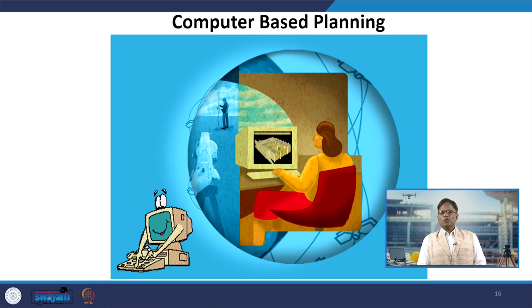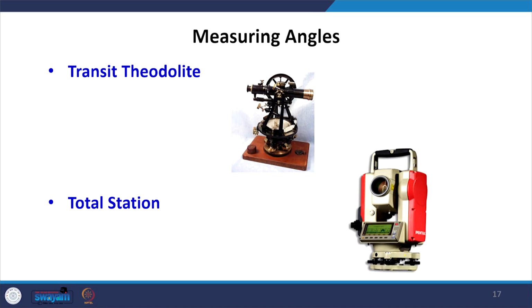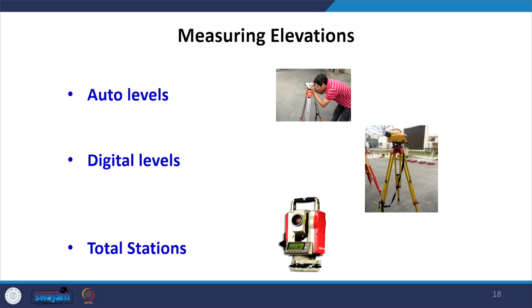So not only can we visualize the ground in 2 dimensions, but we can visualize the ground in the 3rd dimension. We are measuring the angles from the devices. Earlier we were measuring with the transit theodolite, which has 20-second accuracy, but today we are measuring with the total station up to 1 second accuracy. So this is the transition which has taken place from the manual approach, which is the transit theodolite, to the total station, where we have an electronic device for measuring the angles.